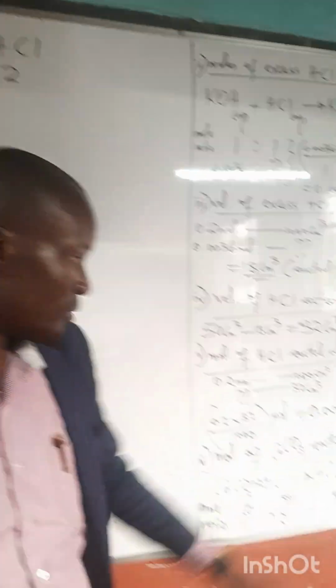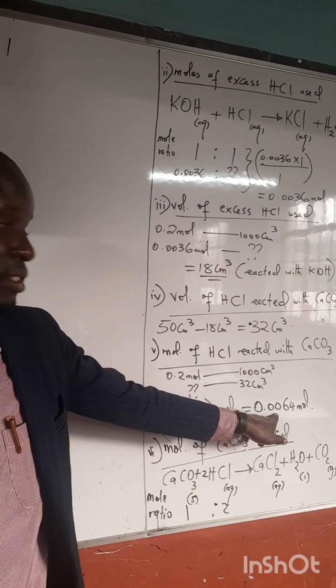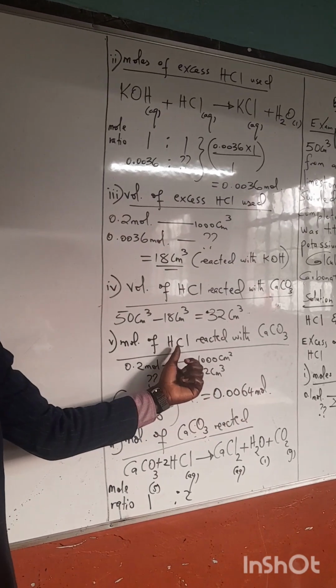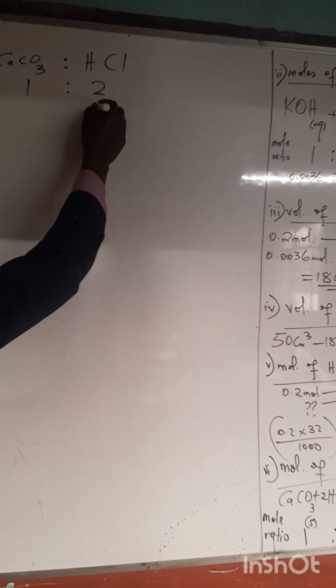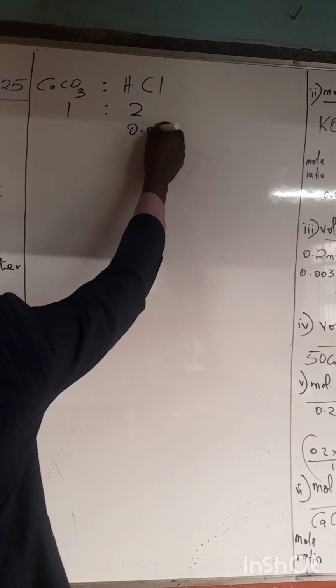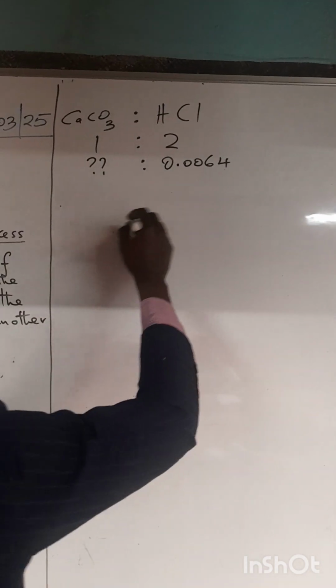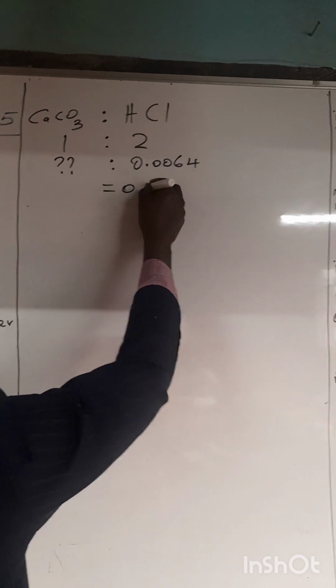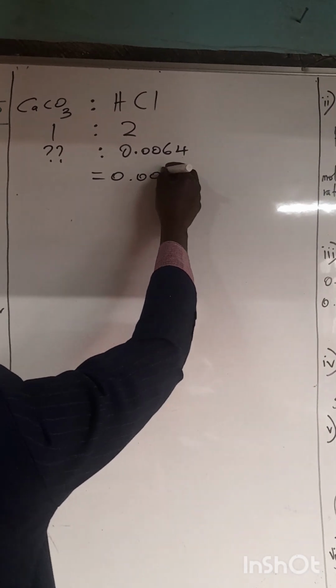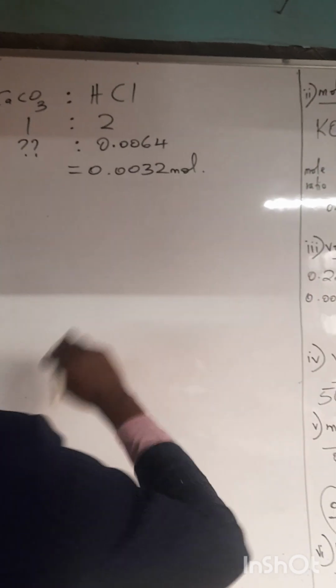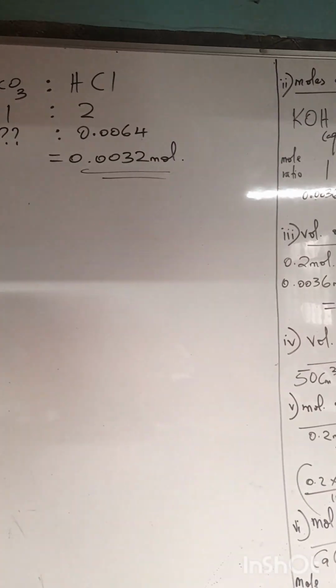The moles we got here represent what? 0.0064. They are moles of HCl. Place them under HCl. Find the corresponding moles of calcium carbonate that were used. So you just take that value and divide by 2, isn't it? Simple cross multiplication. So it gives 0.0032 moles. These are the moles of calcium carbonate that were used.